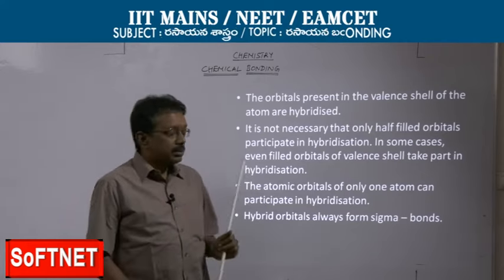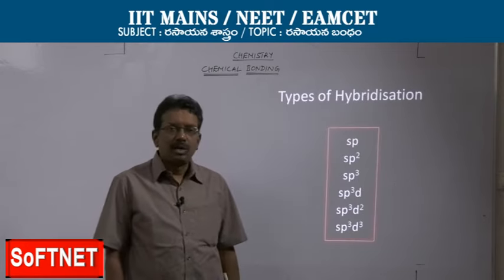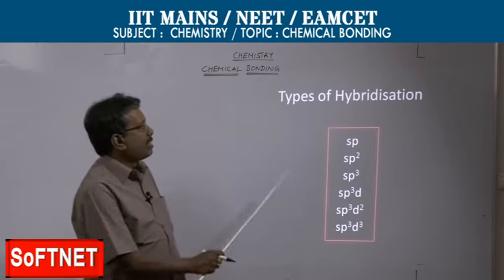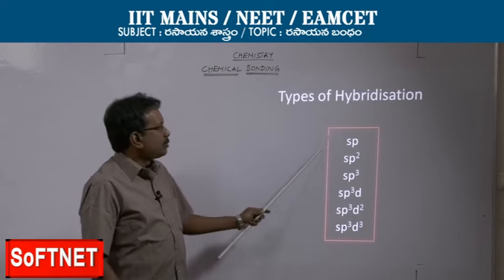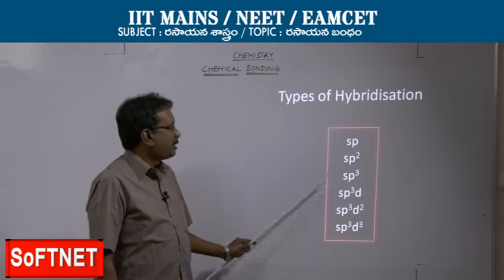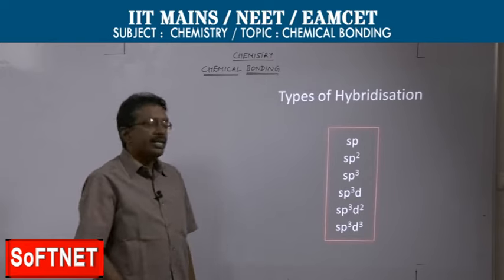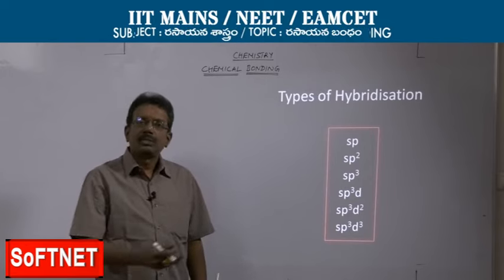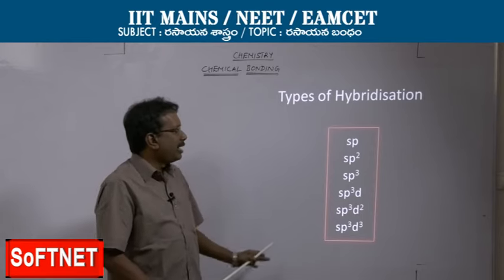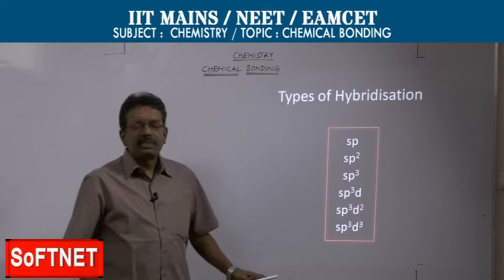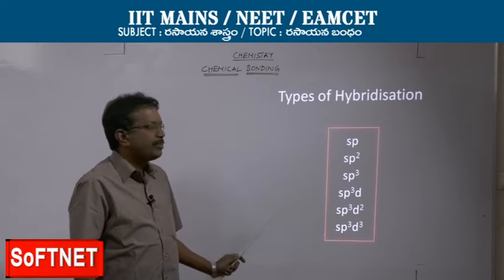Now, after observing these salient features of hybridization, I am giving some important types of hybridizations. Some important types, so many are there. One is sp hybridization, sp2, sp3, sp3d, sp3d2 and sp3d3. If you move to coordination compounds, in coordination compounds we have a variety of hybridizations. So here in the chemical bonding chapter mainly we are concentrating on these 6 hybridizations: sp, sp2, sp3, sp3d, sp3d2 and sp3d3.